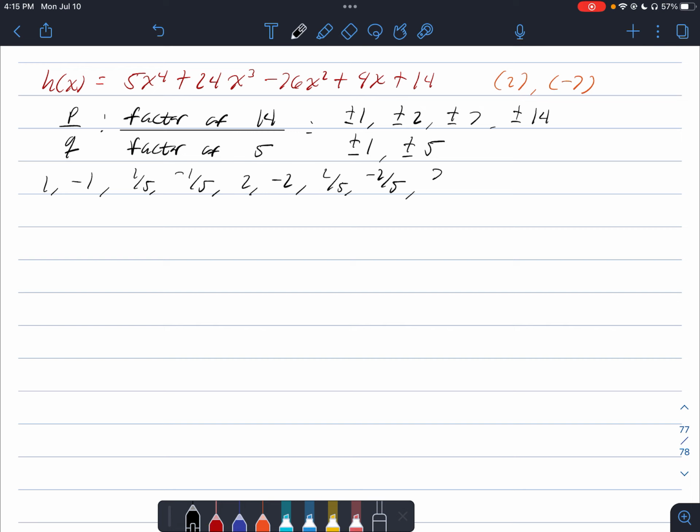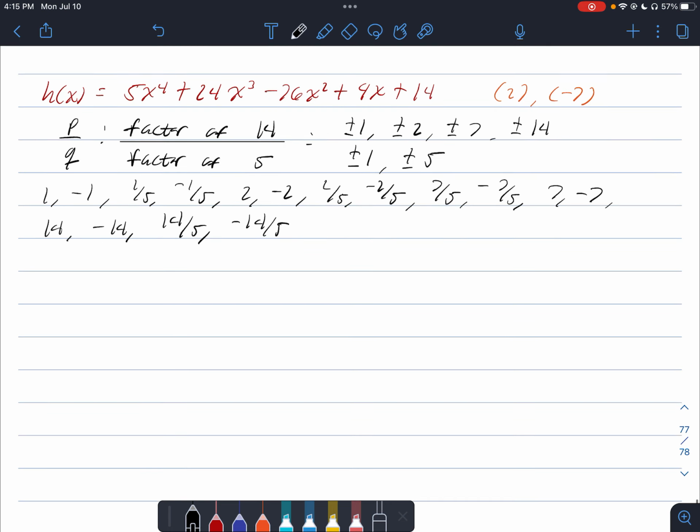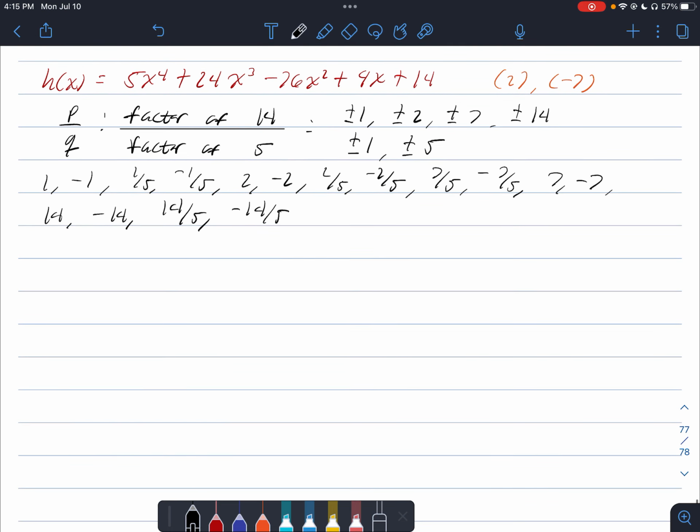We're going to get 7/5, negative 7/5. We'll get 7, negative 7. Okay, we're going to get 14, negative 14, and then we'll get 14 over 5 and negative 14 over 5.